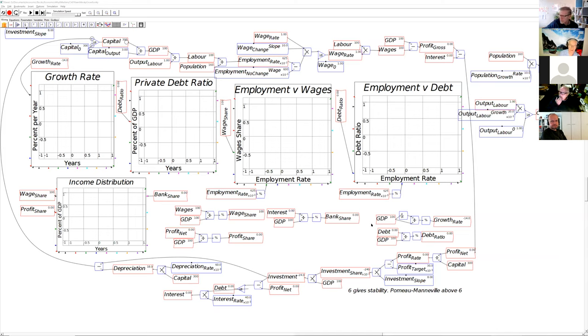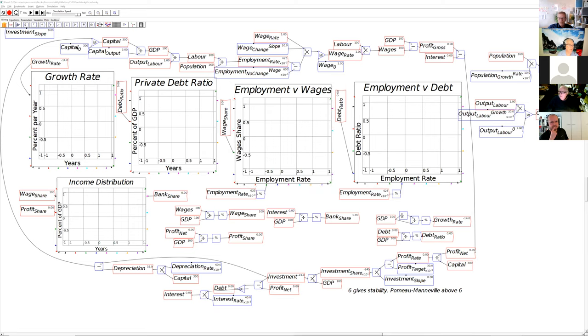Now, if the amount of debt in the economy, private debt, is rising over time, then the amount of money going to workers can be falling and it won't affect capitalists at all. And this is what comes out of the model that I did of Minsky's financial instability hypothesis. So I'll quickly just take you through it.